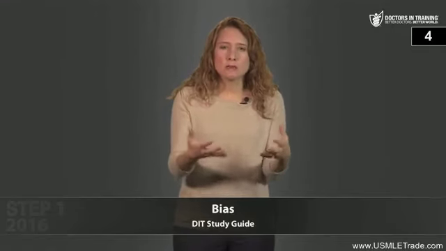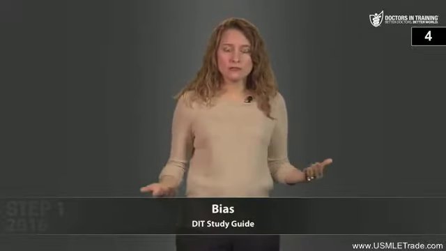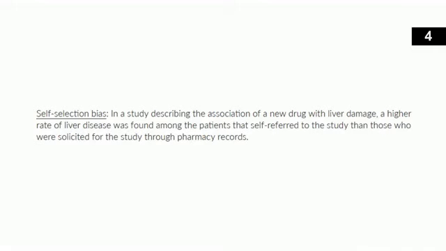There's self-selection bias. This usually occurs because people who volunteer to take part in studies are different from those that don't. Your study guide says, in a study describing the association of a new drug with liver damage, a higher rate of liver disease was found among the patients that self-referred to the study than those who were solicited for the study through pharmacy records.